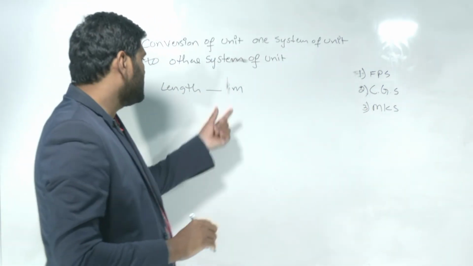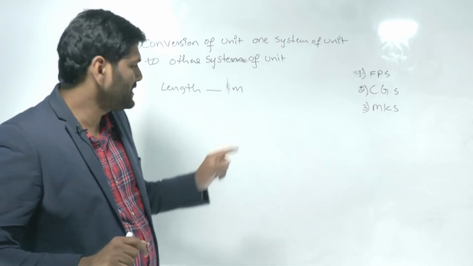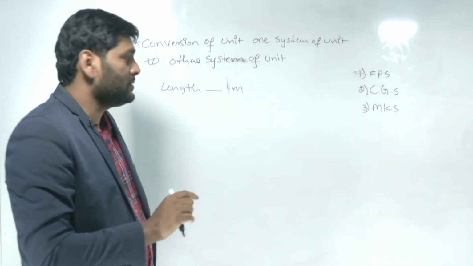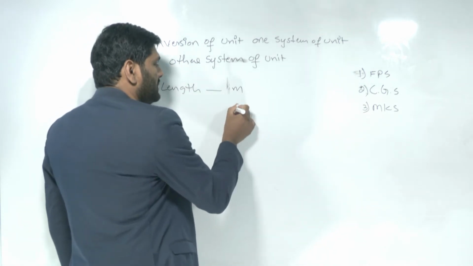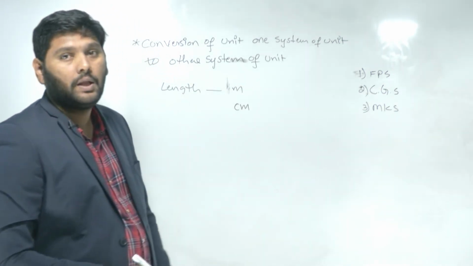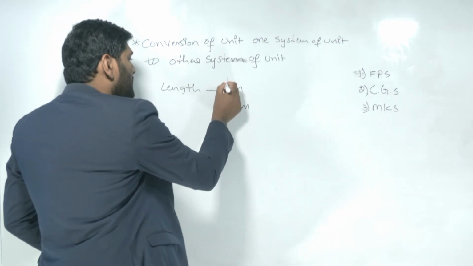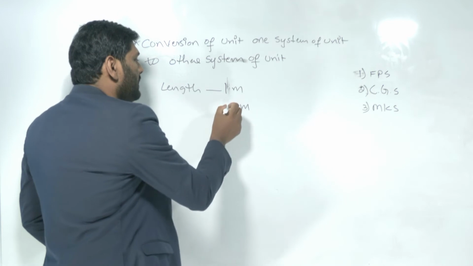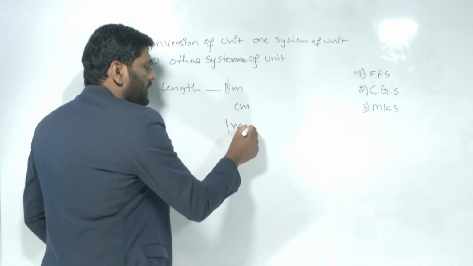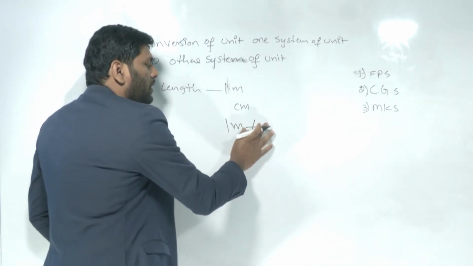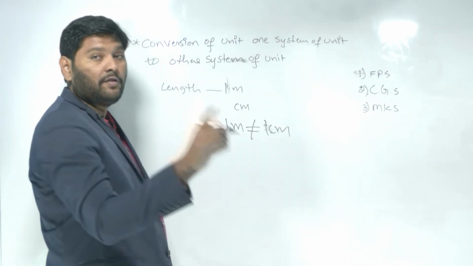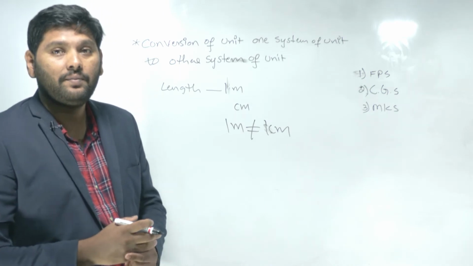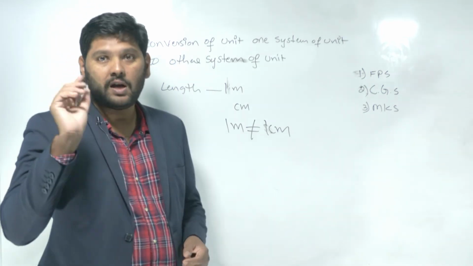In the MKS system, the length unit is meter. At the same time, in CGS system, the length unit is centimeter. But here, 1 meter of length cannot be equal to 1 centimeter of length, isn't it? But what is it actually? For that, we have a small formula.